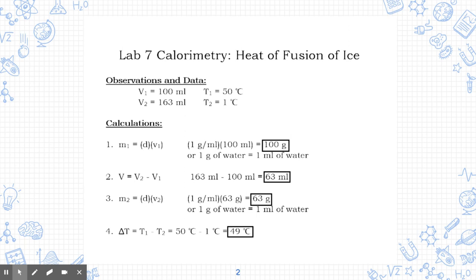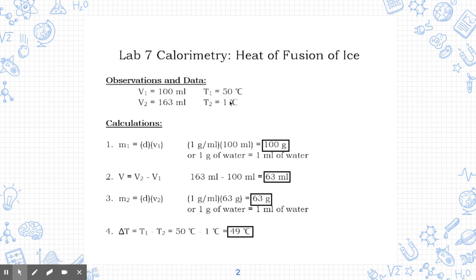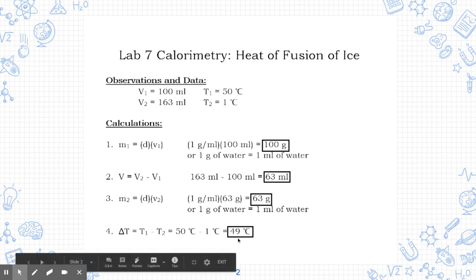Question 4, or calculation 4, find the change in temperature of the water. So your change in temperature is going to be temperature 1 minus temperature 2. So everybody hopefully started at 50 degrees Celsius minus what temperature number 2 was. So again, use your temperature, not mine. My change in temperature was 49 degrees Celsius.